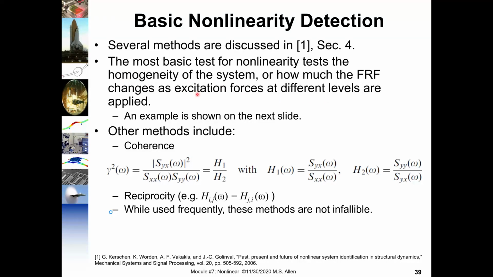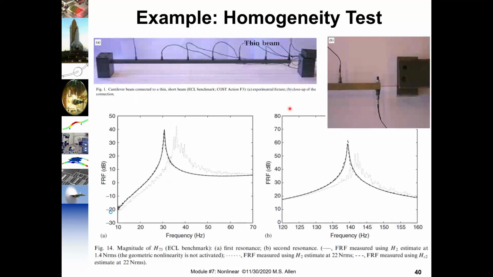Let's start with the homogeneity test. The idea here is if we have a linear system, then the modes won't depend on amplitude. And so the FRF you get will be independent of how large of a force we apply. So here they had a cantilever beam with a thin strip, which gives us a geometric nonlinearity, like what we saw with the hypersonic panels a minute ago.